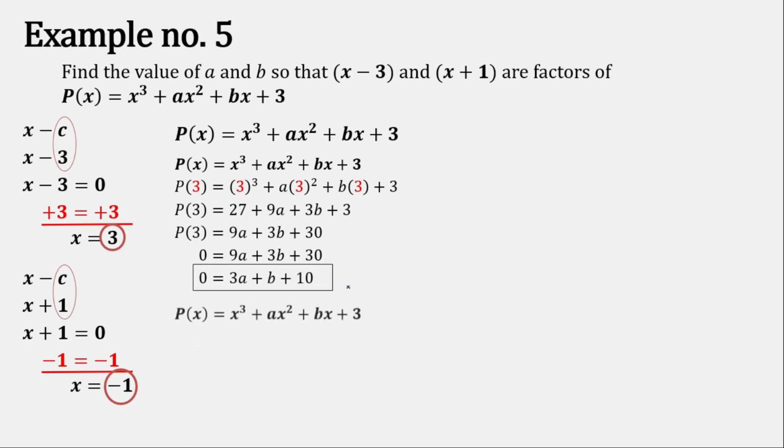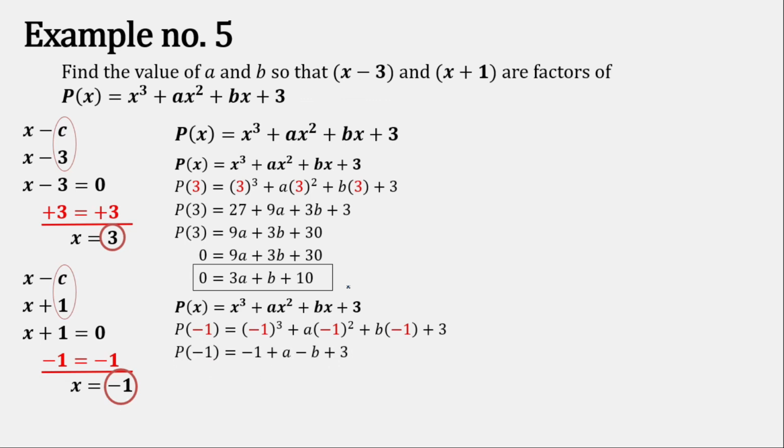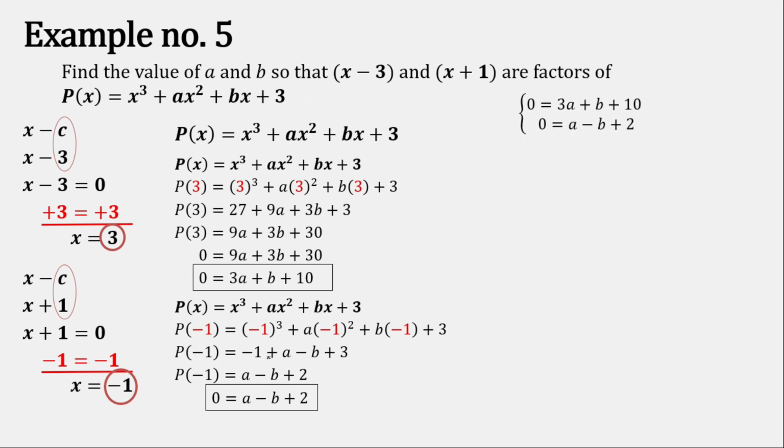Now let's go to the other one. If x plus 1 is a factor of it, then if we substitute negative 1 to x, the answer should be equal to 0. So after we further simplify it, we can have this equation. We should equate it to 0. Now we have a system of equations.